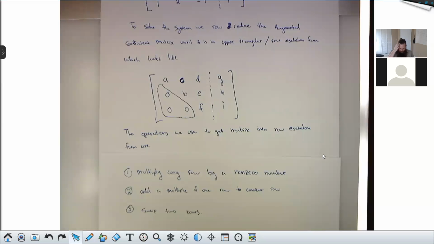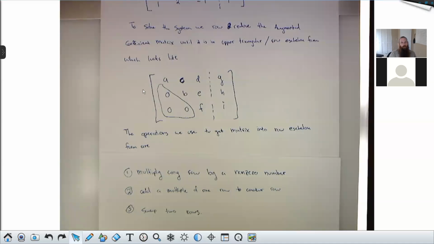So let's get ourselves an example. You can add a multiple of one row to another row. That's this guy, yeah. Add a multiple of one row to another row. And then the last one there is swap two rows. You can swap any two rows you want.